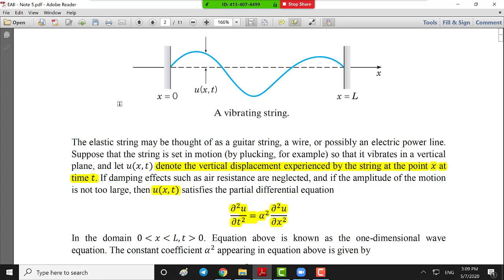Now, look at this figure on page 2 of Note 5. If you have a string of length equal to L and you tie that string at both ends, here at x equal to 0 and here at x equal to L, and you make that string vibrate just like a guitar string, then u of x and t is the vertical displacement of the string from the equilibrium line at point x and at time t. Understood?